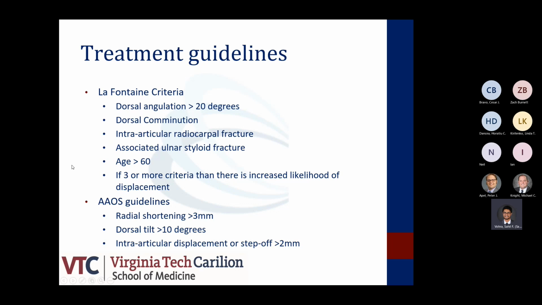In their paper, they recommended close follow-up to evaluate them. And at this time, they had recommended possible repeat reductions. And I think volar plates hadn't been around at that time, so it was other treatment modalities. The current AAOS guidelines recommend intervening on distal radius fractures when there's radial shortening more than 3 millimeters, dorsal tilt of more than 10 degrees, or intra-articular displacement or step-off of greater than 2 millimeters.